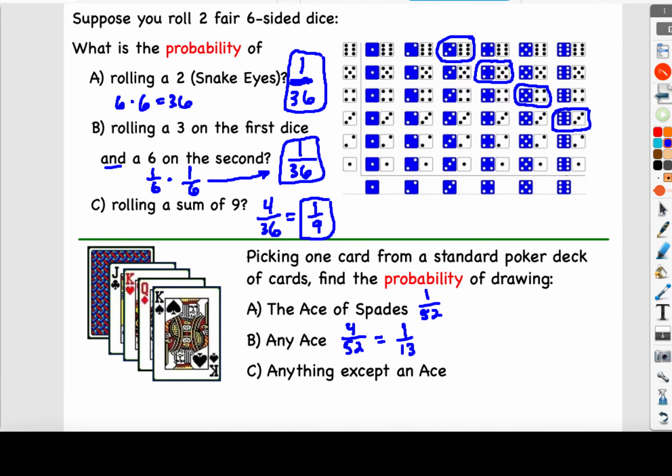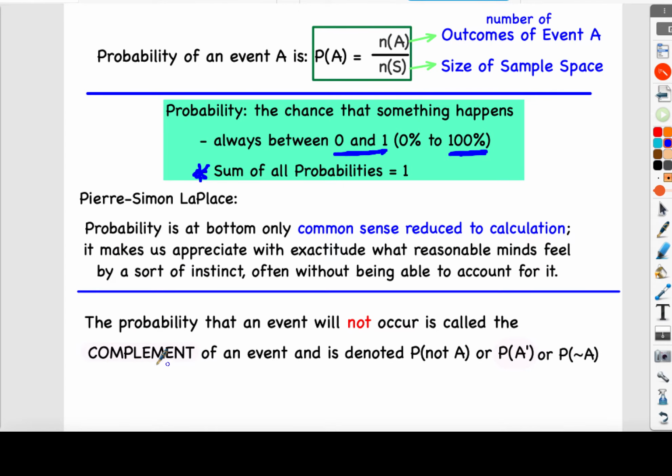So anything except an ace: the probability of getting an ace is 1/13. The probability of not getting an ace is 100%, everything that could happen, minus the stuff we don't want to have happen, or basically 12/13, right? Everything that could happen other than getting an ace, any other card outside of an ace. That's taking advantage of what we call the complement of an event.